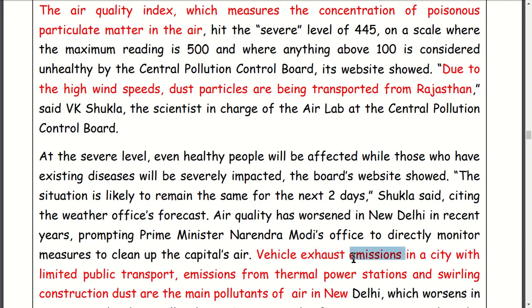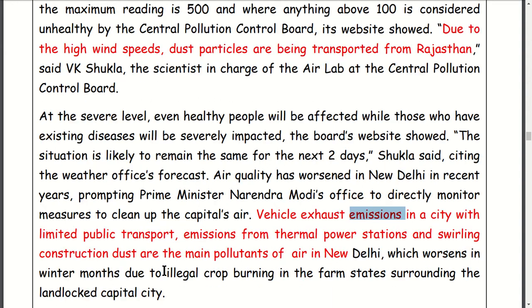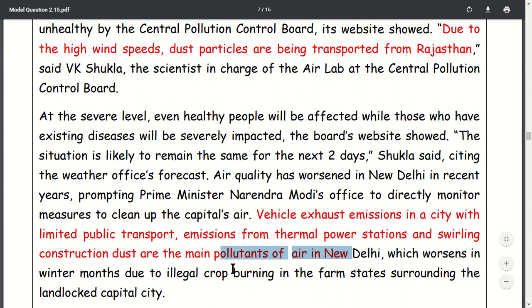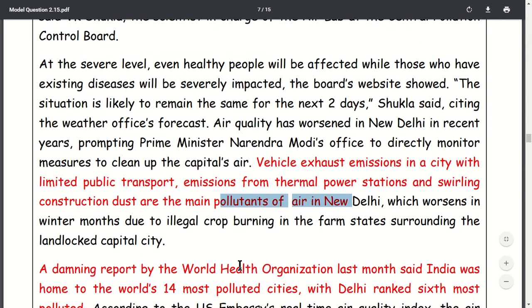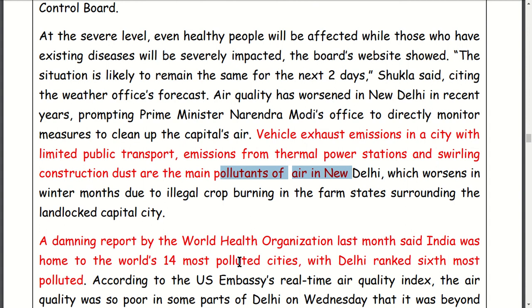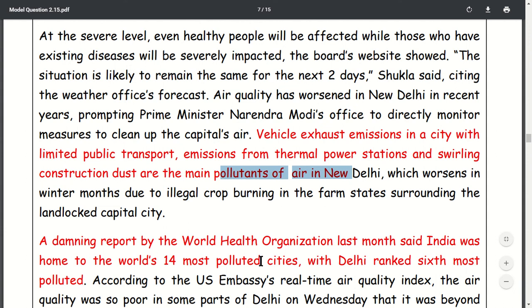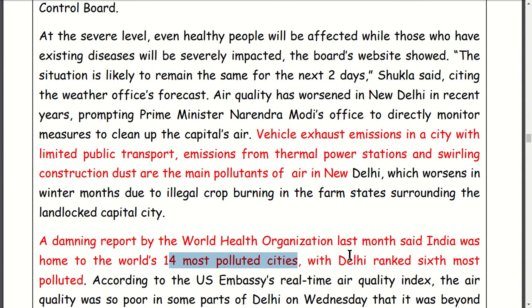Vehicle exhaust emissions in a city with limited public transport, emissions from the thermal power stations, and the swirling construction dust are the main pollutants of the air near New Delhi, which worsens in the winter months due to the illegal crop burning in the farm estates surrounding the landlocked capital city. A damning report by the World Health Organization last month said India was home to the world's 14 most polluted cities, with New Delhi ranked 6th most polluted.